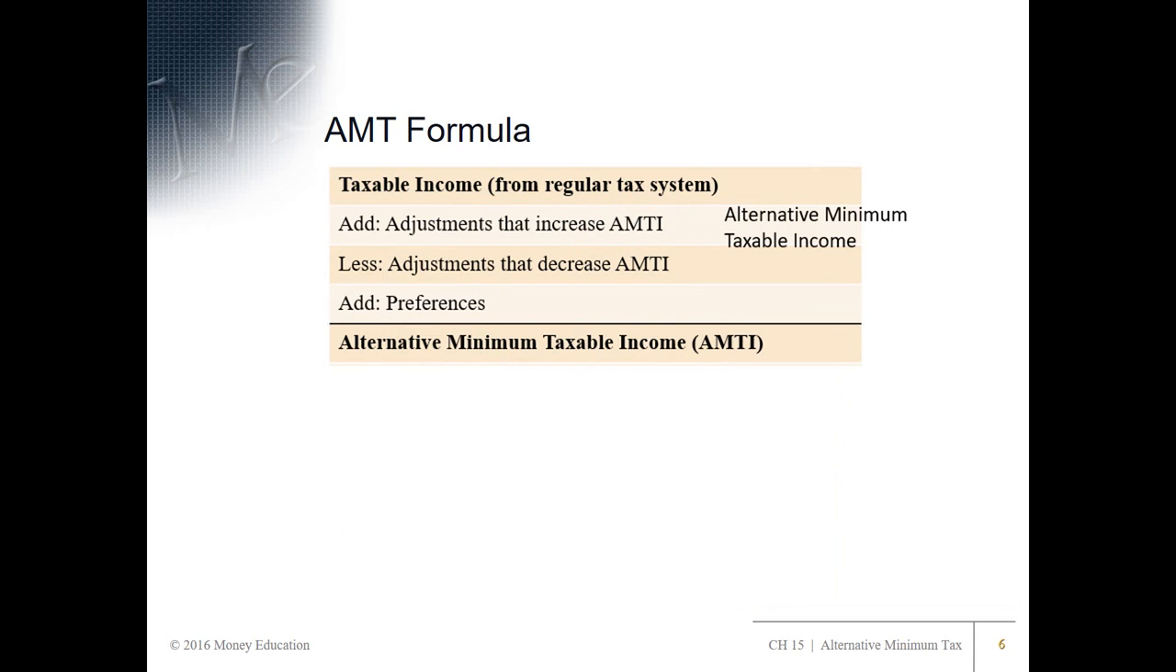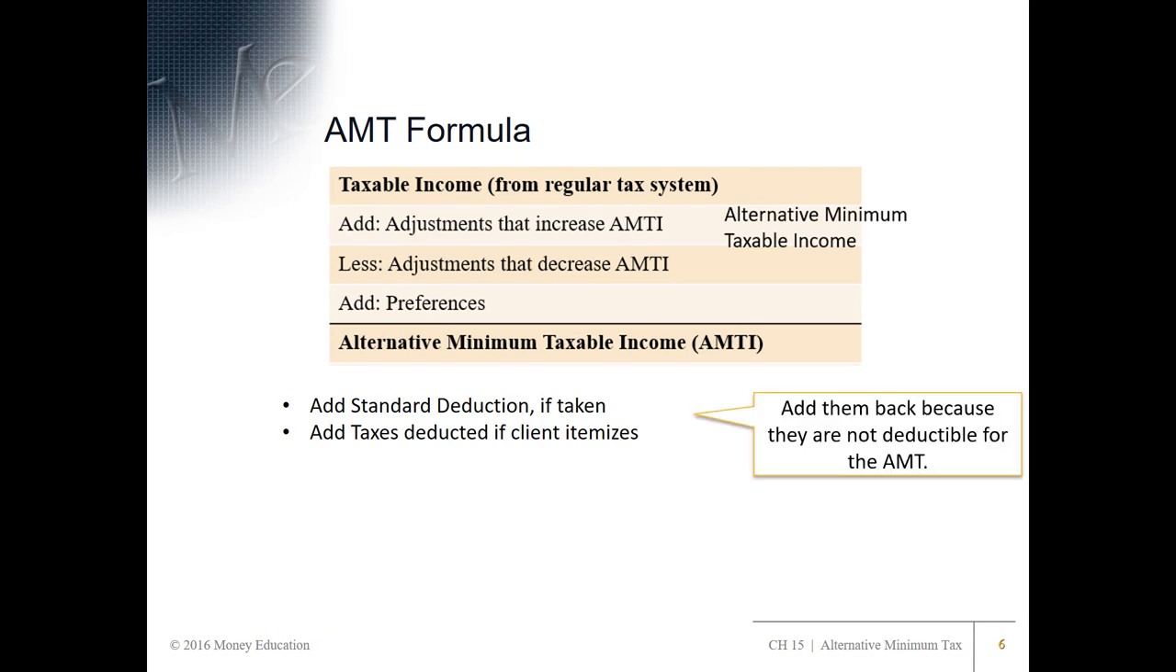Okay, so let's look at this AMT formula. The taxable income from the regular tax system, we're going to add adjustments and subtract some adjustments. We're going to add preferences to get this AMTI. Now, the AMT has been greatly simplified. Now, we're not going to cover every detail of it, but these are the big items. The first thing you're going to do when you add adjustments that increase AMTI, you're going to add back the standard deduction if they took the standard deduction. If they chose to itemize, the only thing you're going to add back is the taxes that were included in those itemized deductions on their tax return.